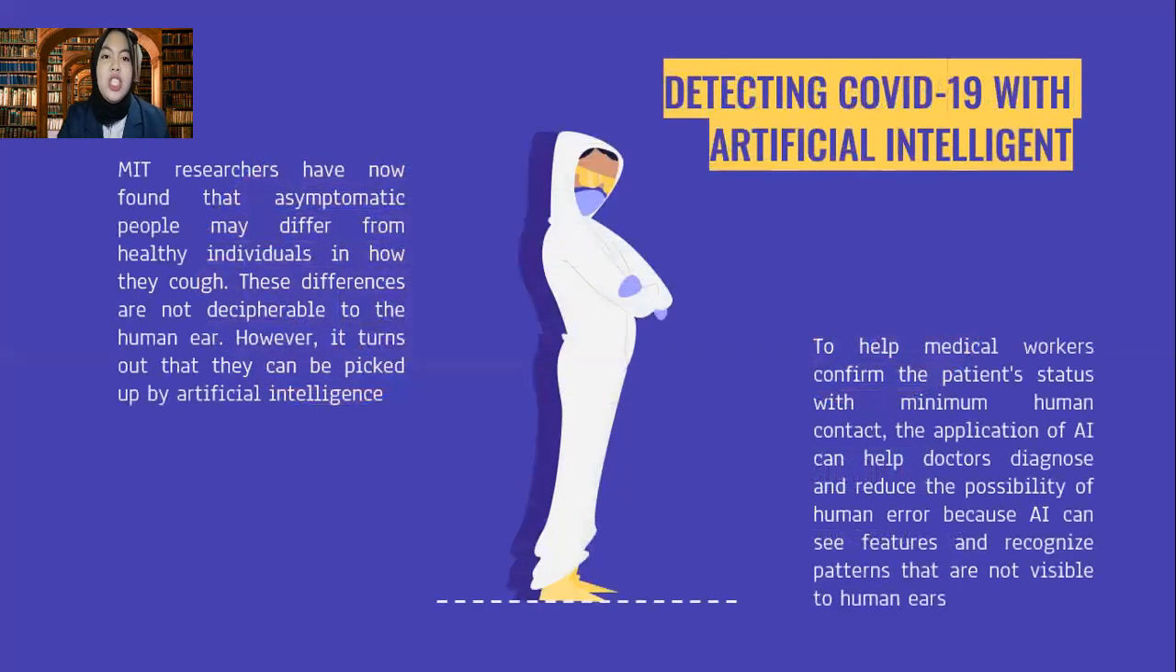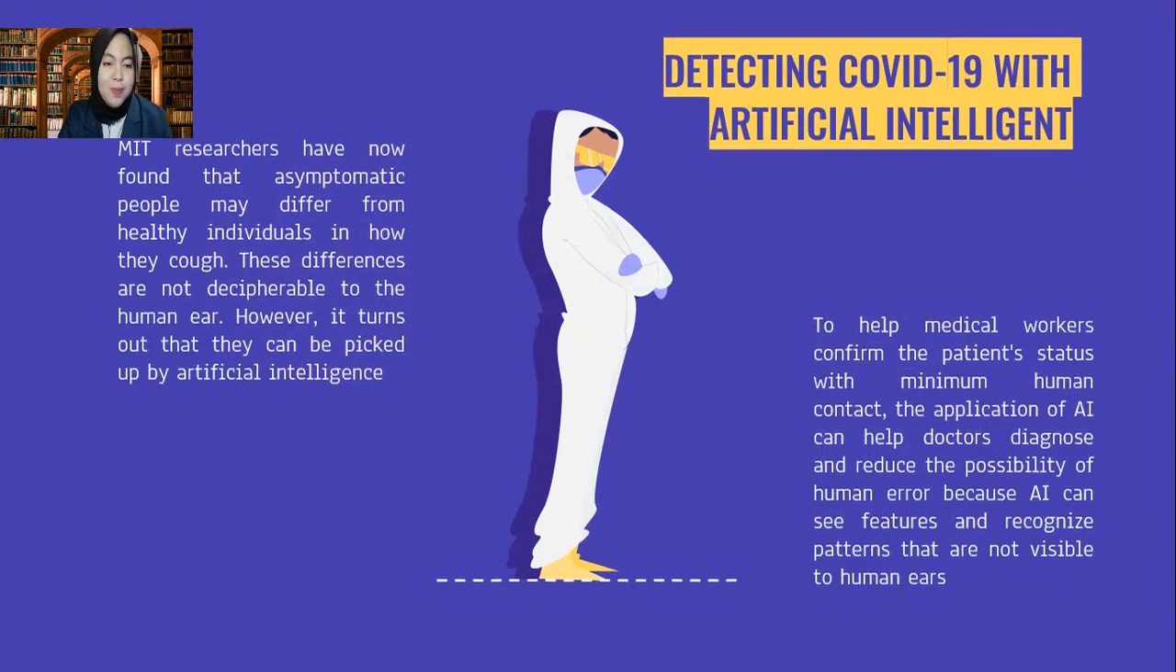Luckily, MIT researchers have now found that asymptomatic people might differ from healthy individuals in terms of how they cough. These differences are not discernible to human ears. However, they can be picked out by artificial intelligence. So to help medical workers confirm the patient's status with minimum human contact, the application of AI can help doctors diagnose and reduce the possibility of human error, because AI can see features and recognize patterns that are not visible to human ears.